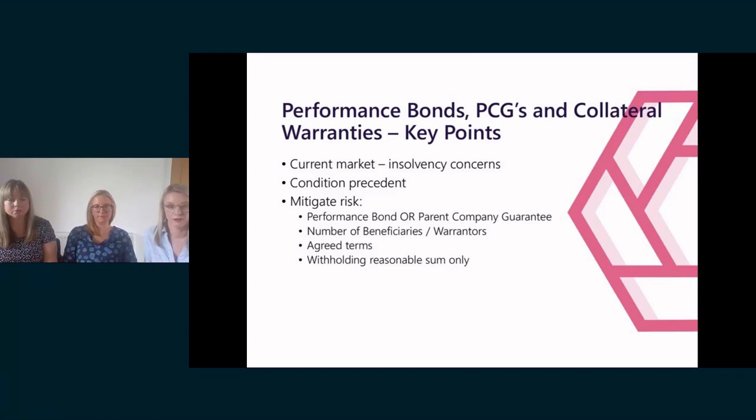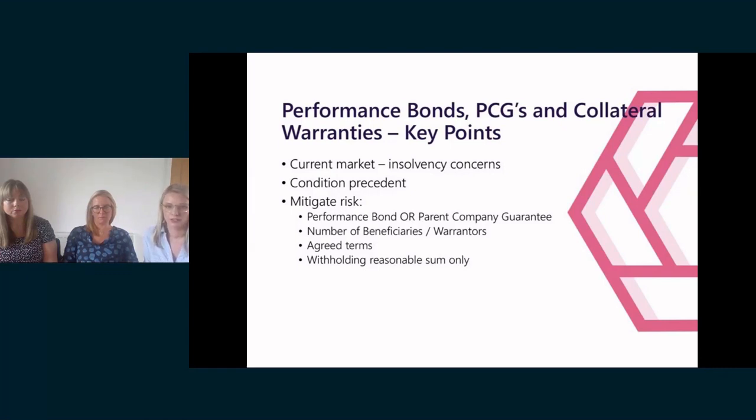And any of you who have tried to procure a bond recently will understand that the bond market is incredibly difficult at the moment. In terms of collateral warranties, it's important to understand who the beneficiaries are and to ensure this obligation isn't too wide. And from the main contractor's perspective, you need to understand who you're being obliged to provide these warranties from, so ensuring that it's not essentially the entirety of the supply chain.